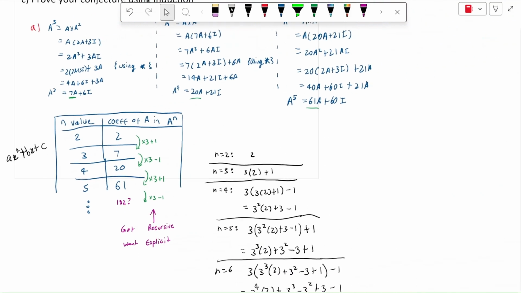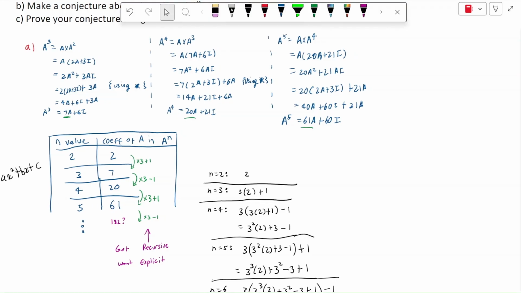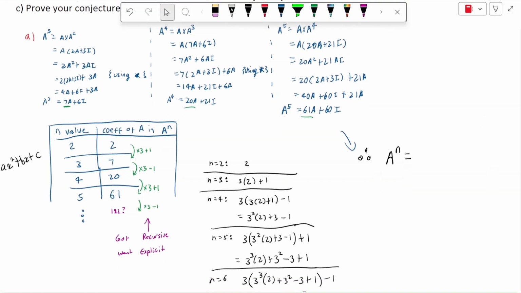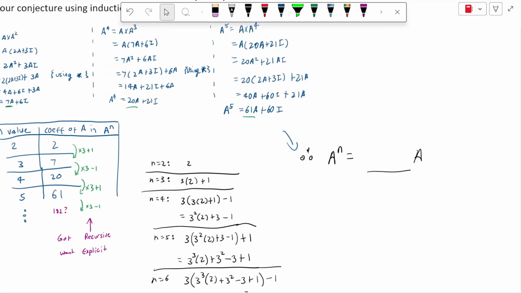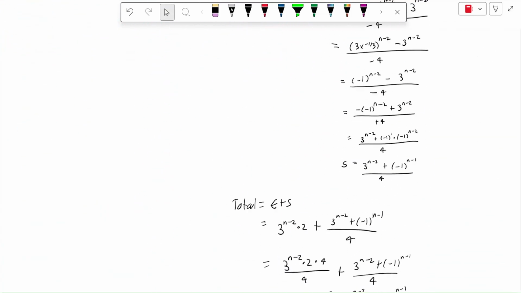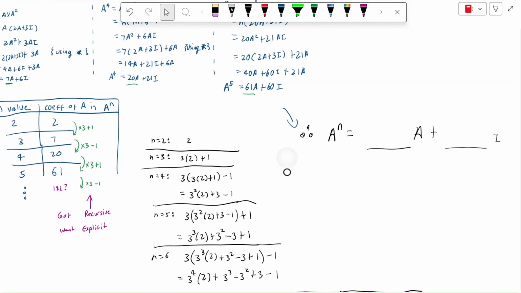At this point, I'd really encourage you to try and figure out what the I value should be based on the coefficient of A. Anyway, hopefully you've tried that. So we can just say, therefore, A to the power of n is, now, with the A term, we've got a conjecture for that already, and then we've just got to think about what the I term is as well. So the conjecture that we got was 3 to the n minus 1 to the n take 1 over 4. So that's the value that should go with A.